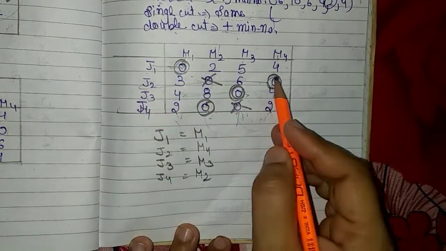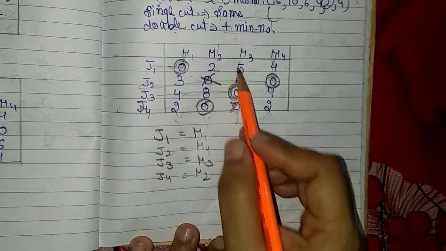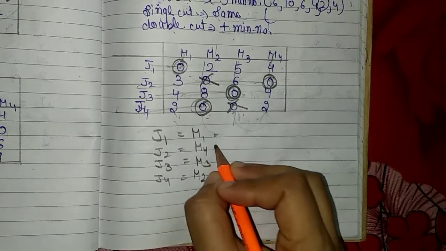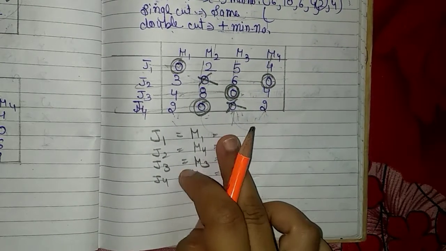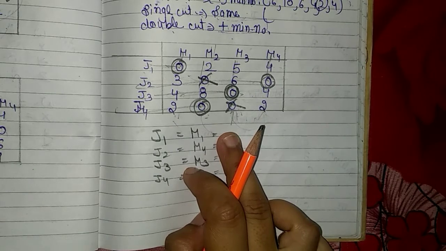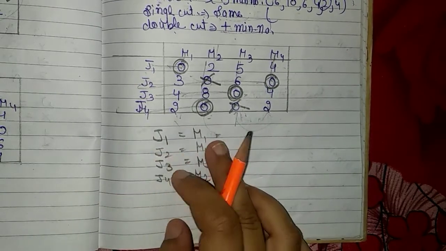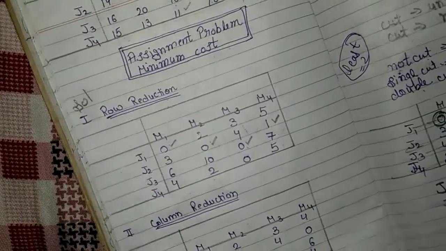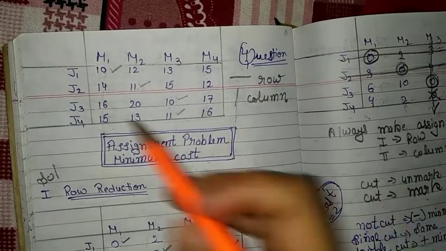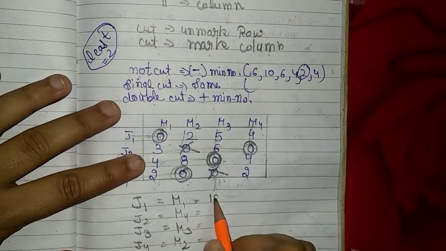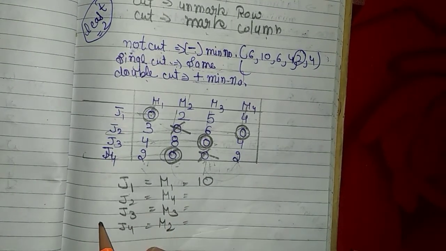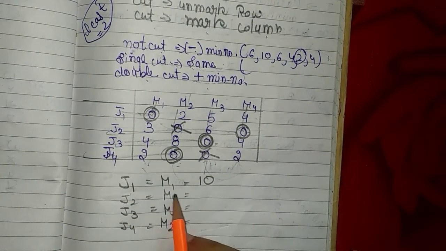So we write here. Now we write its value. Its value is given in the question, like J1 is equal to M1, 10. So we write 10. J2, M4, J3, M3.